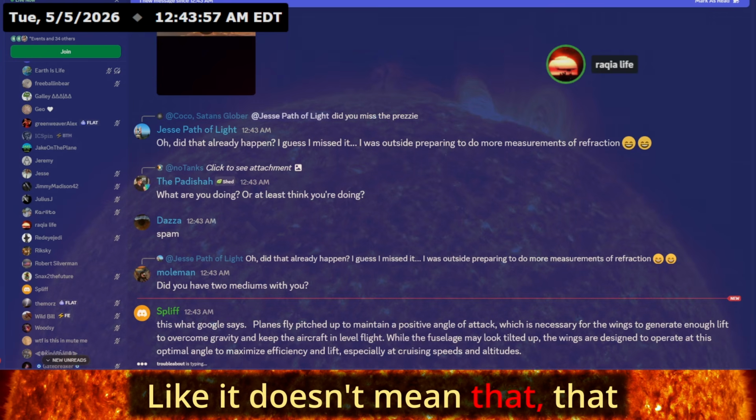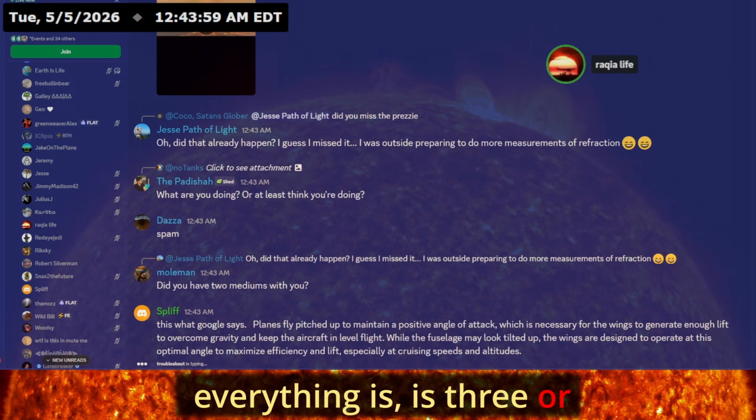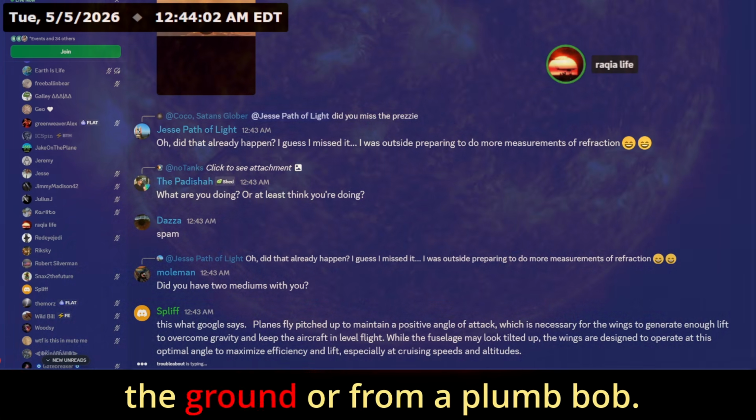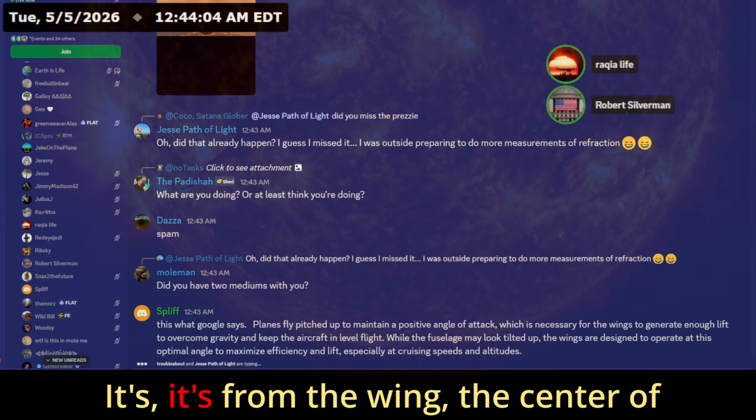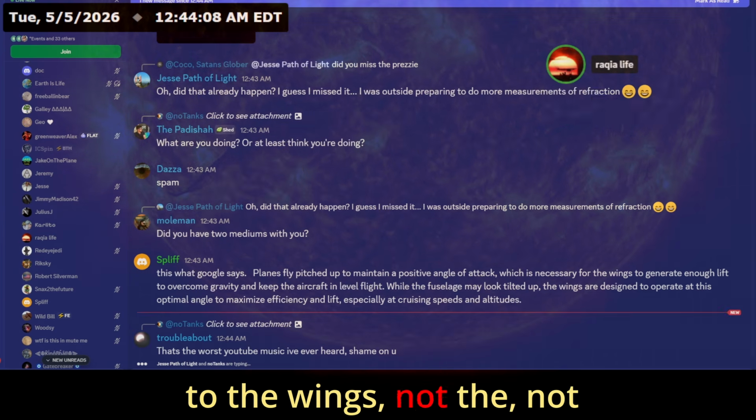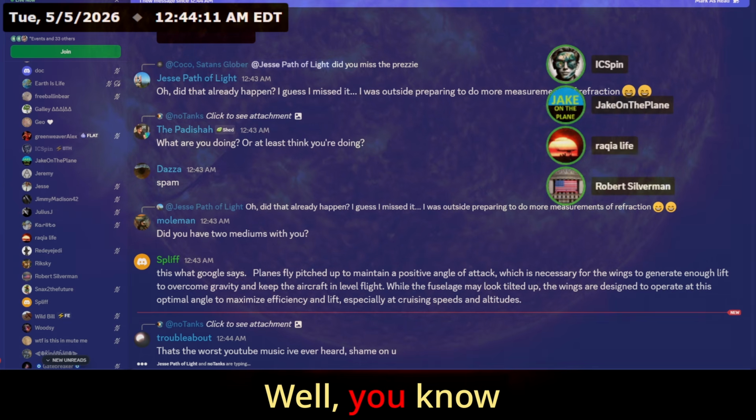It doesn't mean that everything is 3 or 4 degrees parallel from the ground or from a plumb bob. It's from the wing to the center of the fuselage according to the wings, not anything else. Well, that's called the fuselage.